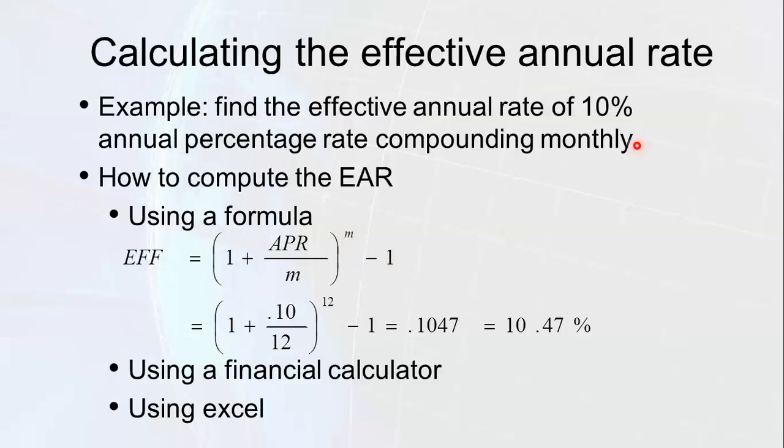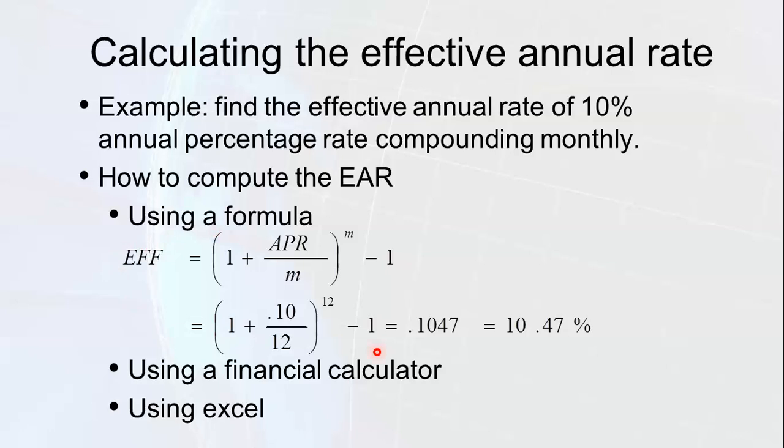So in our example here we have a 10% nominal rate, so 1 plus 10% divided by 12, and then the whole thing raised to 12, minus 1, is going to be 10.47%.